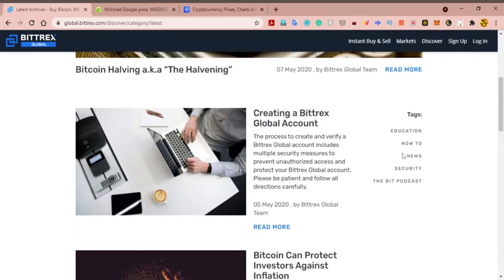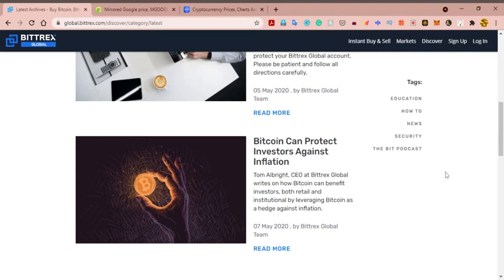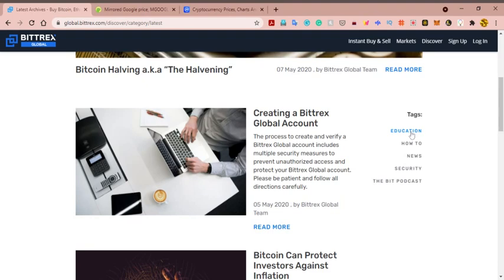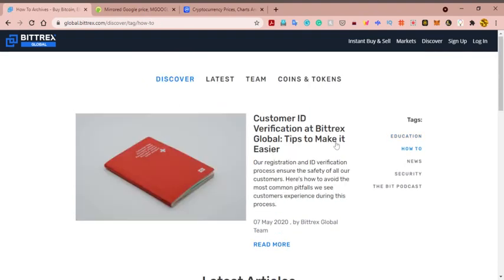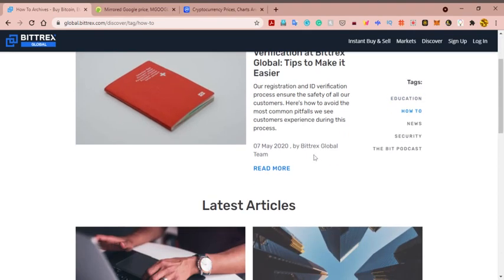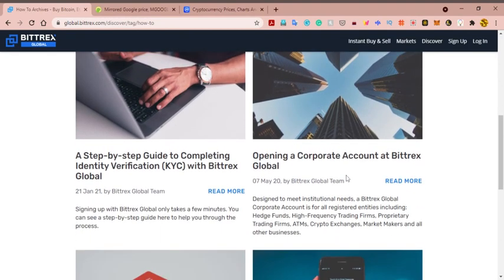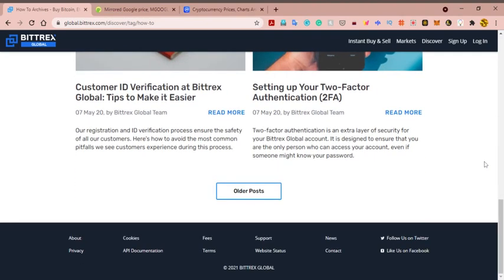So as you can see right here, you can clearly see this section moves up and down as it is a tag indicator. So why this matters is because when you click your how-tos, it takes you through the absolute most important steps. So first is you want to make sure that you get your customer ID verification in. You do your KYC. You go ahead and do your two-factor authenticator, and you get yourself secured.